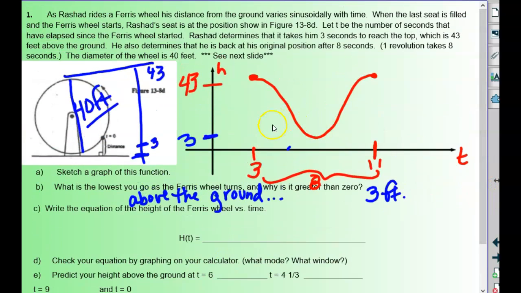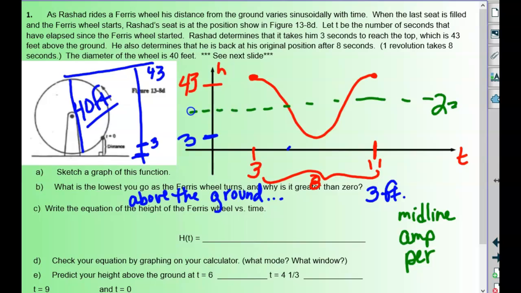Okay. The order we usually talk about things is we talk about the midline, and then we talk about the amplitude, and we talk about the period and where those things go in the equation. How do you find the midline? Do you remember? It's the middle. What's the good thing for a middle? You add both together. Yes, average. So 43 plus 3 is 46, divided by 2 is 23.